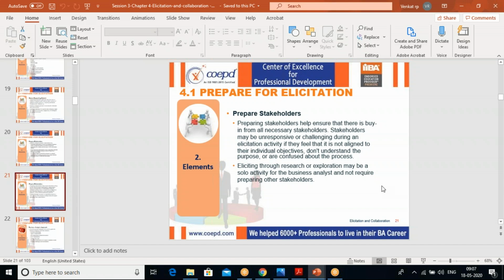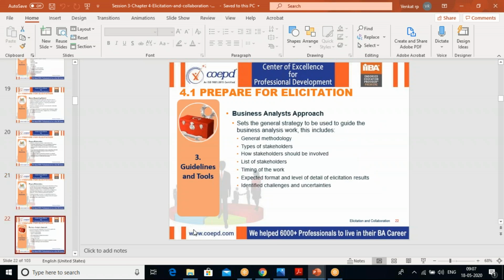So we have to actually understand all these parameters before we start an elicitation. One is the professional profile, and we need to understand the personal profile. Both we need to understand before we make the stakeholders proceed towards it. Okay, fine. So these are the elements which we have for preparation for the elicitation.